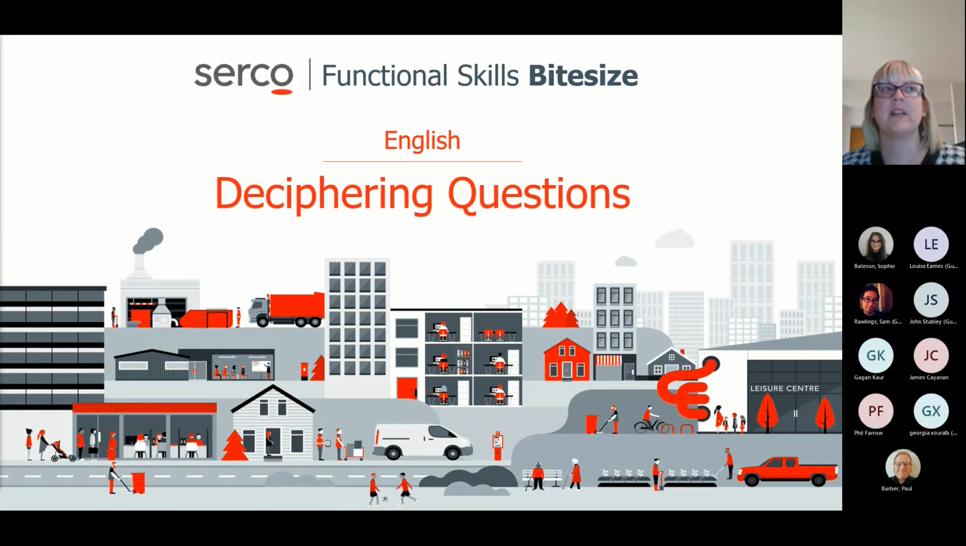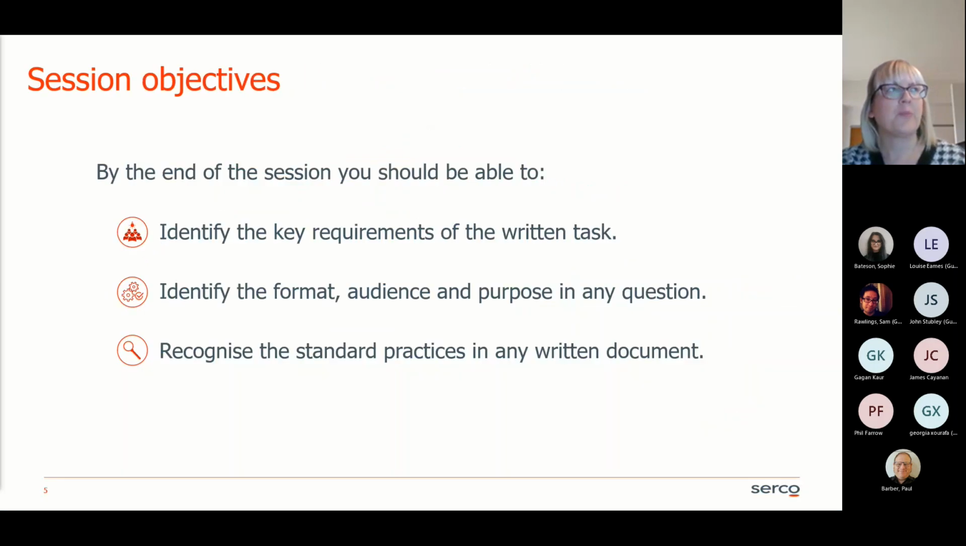Welcome to our Functional Skills Bite-Size session on deciphering questions. I've got a few session objectives before we start. By the end of this session, you should all be able to identify the key requirements of the written task, identify the format, audience and purpose in any question, and also recognise the standard practices in any written document.